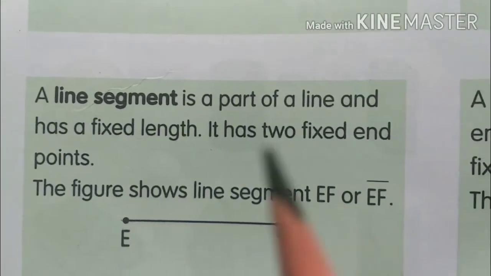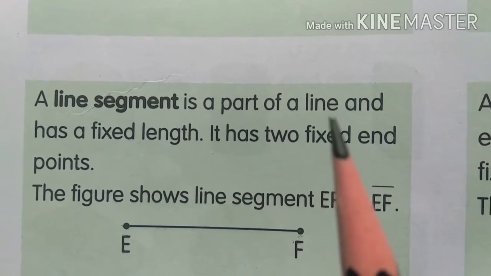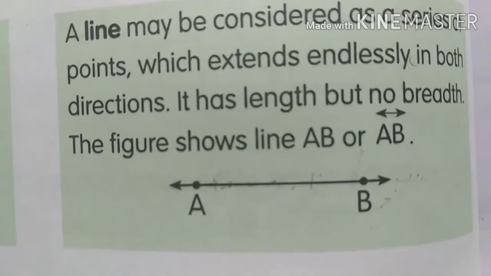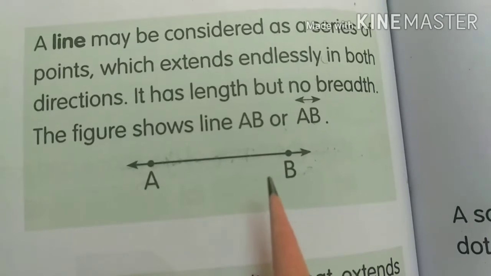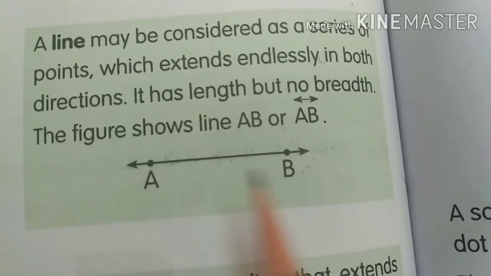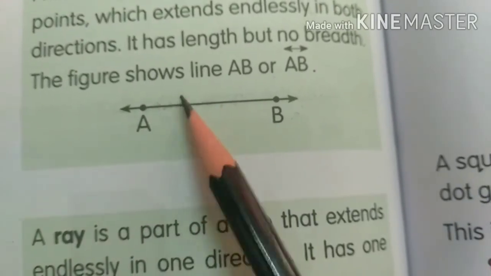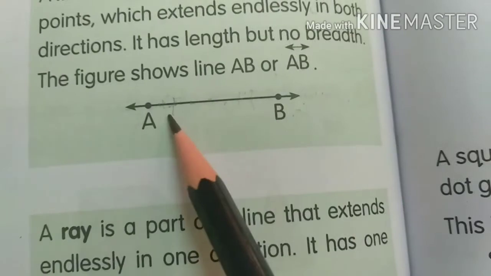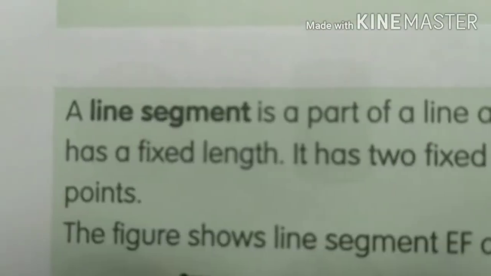The next definition is a line segment. A line segment is a part of a line. This line has no end point in both directions. The part of a line is a line segment. This part is a line segment.